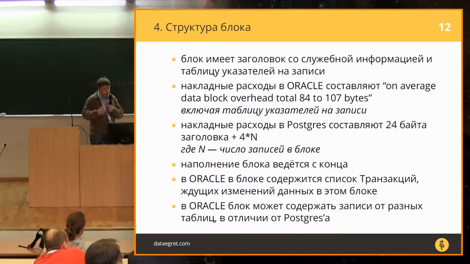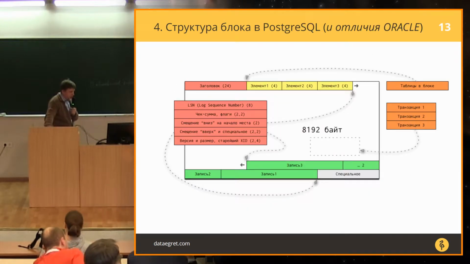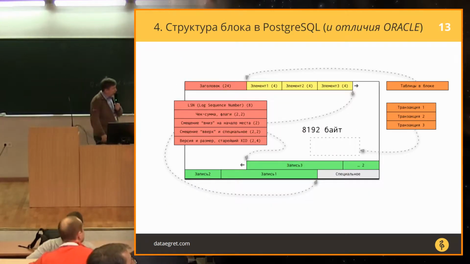This is the low physical level, the structure of a block. There are many differences. Any block, in addition to information, also contains headers. This is working information, and overheads can be up to 107 bytes as per the documentation. And this includes also headers. Overall, overheads are much less. It's 24 bytes for the header and 4 bytes for each entry.